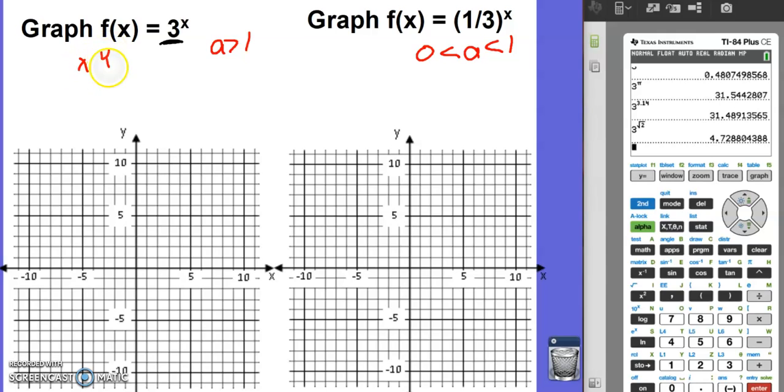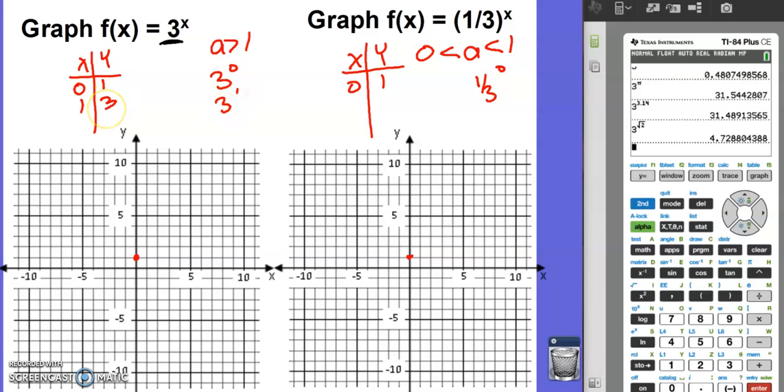Notice how that's going to affect the graph. I would recommend doing an XY chart. If you plug in 0, so 3 to the 0 power, anything to the 0 power is 1, so (0, 1). If I do the XY chart at the same time here, plugging in 0 for 1/3 to the 0 power, I'm still going to get 1. Now plug in the next value, 1: 3 to the first power is 3, and 1/3 is right here. Plugging in 2, 3 squared gives us 9.